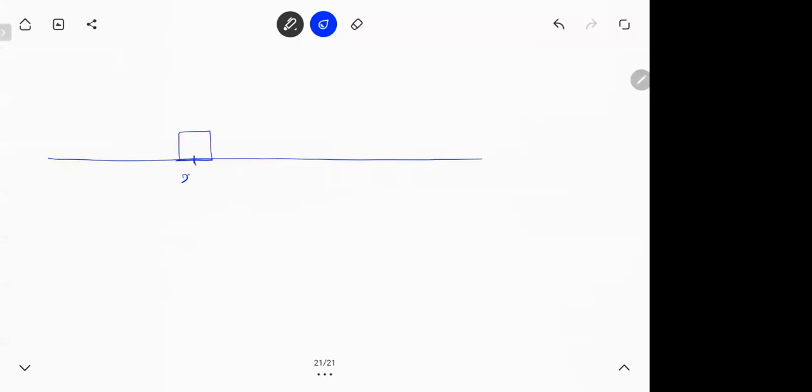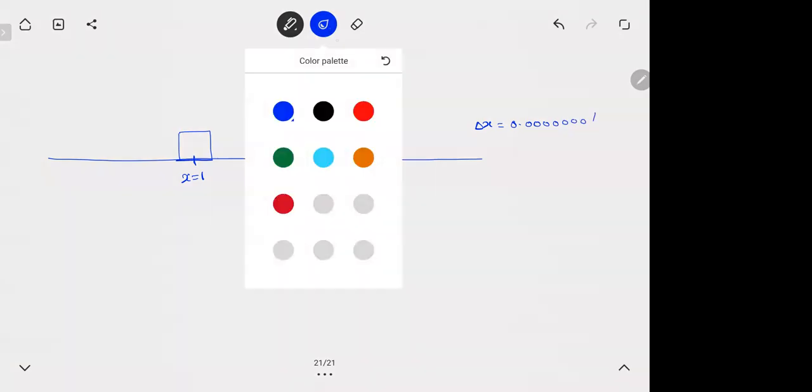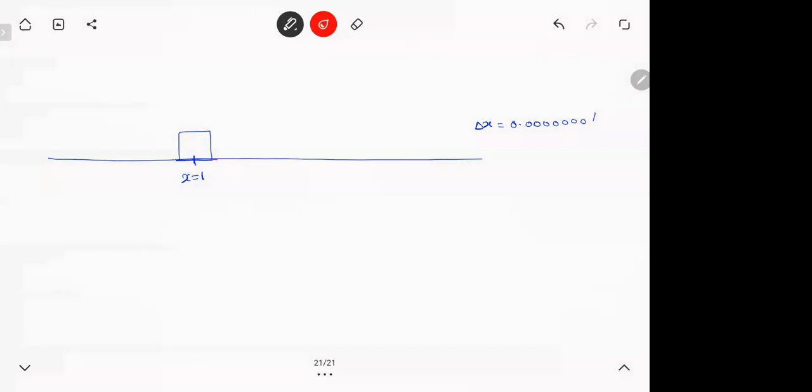Let's say when X is equal to 1, I will assume delta X is 0.0001, so small. I'll assume it has moved a very small distance. So what is the small work done? At this point, what is the force? 1, no? Because X is equal to 1. At this instant, force is 1 because X is equal to 1.